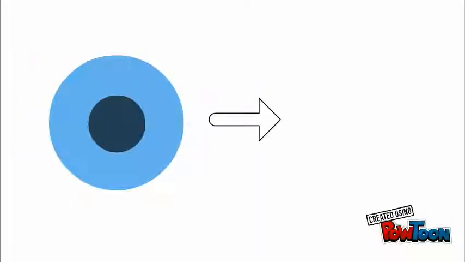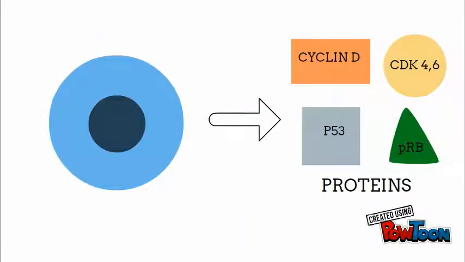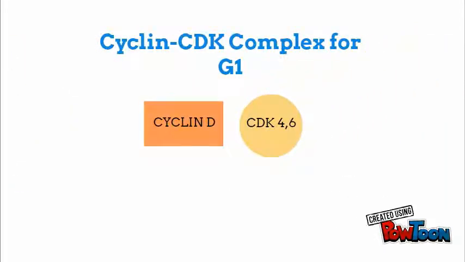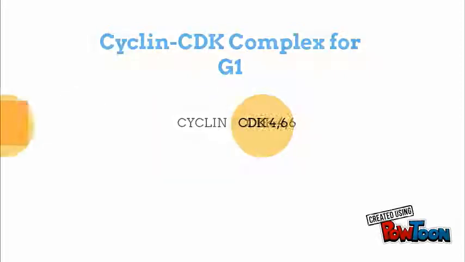Healthy cells make proteins to regulate the cell cycle. These are cyclins and cyclin-dependent kinases, PRB and p53. For each phase of the cell cycle, there is a specific cyclin CDK complex. For G1, we have the cyclin B and the CDK 4 and 6. Cyclin B binds the CDK 4 and 6 to activate it.